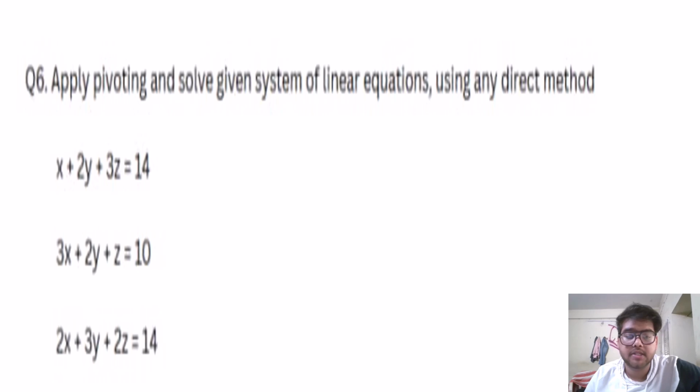The question number 6: we have to apply pivoting and solve the given system of linear equations using any direct method. So we are given three equations: x plus 2y plus 3z is equal to 14, 3x plus 2y plus z is equal to 10, 2x plus 3y plus 2z is equal to 14, and by applying pivoting we have to find the value of x, y and z.